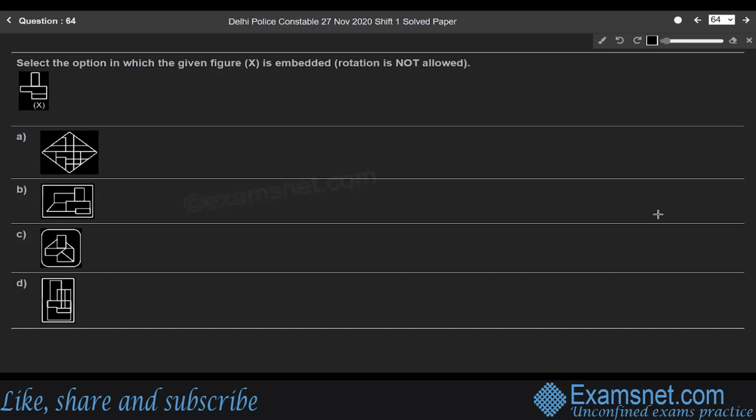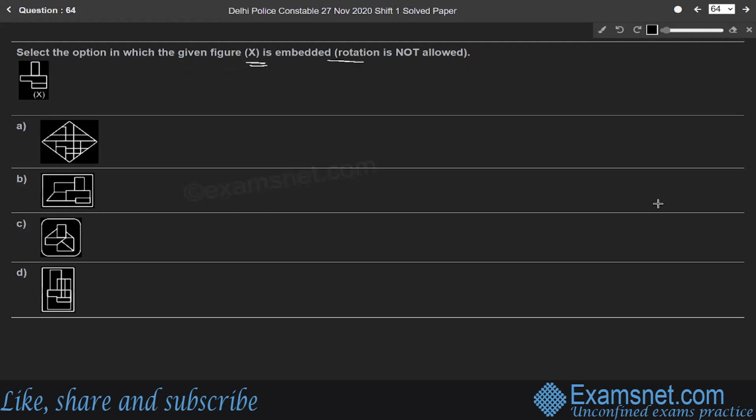Question 64. Select the option in which the given figure X is embedded. Rotation is not allowed. So the given figure is like this. So in option D, in this figure, the given figure is embedded. So we can see it clearly. So this part, and the next stage is a horizontal rectangle. Below that, this part. So the given figure is embedded in option D.